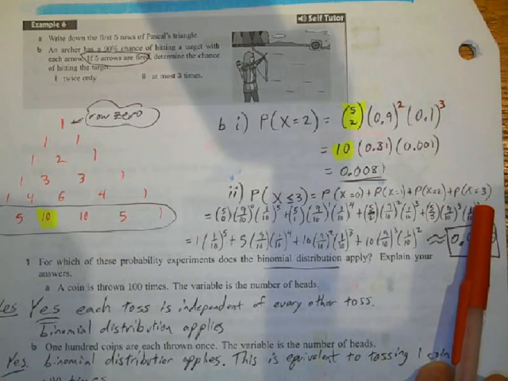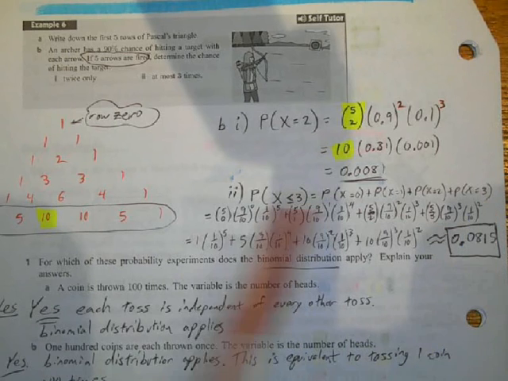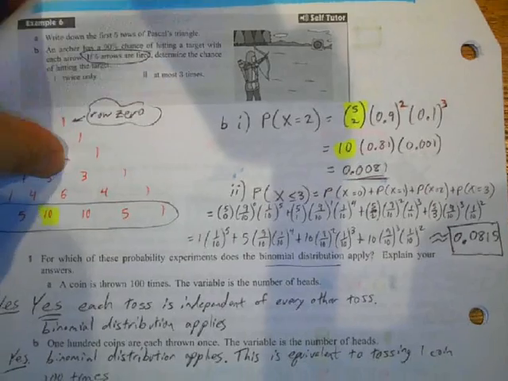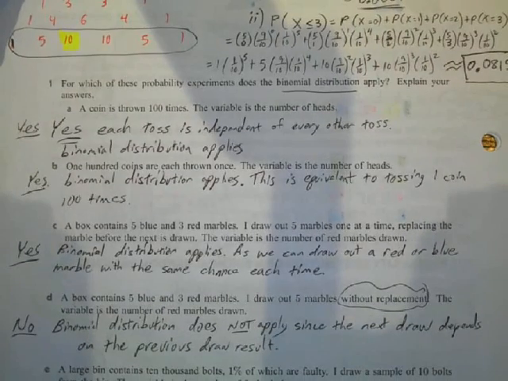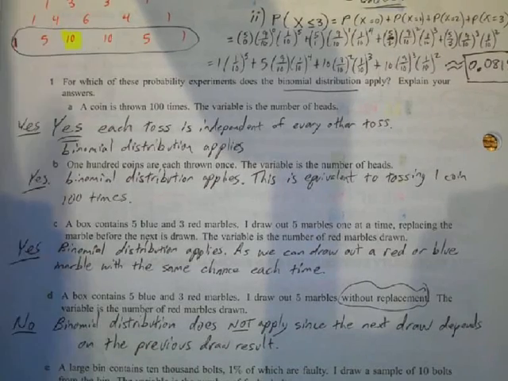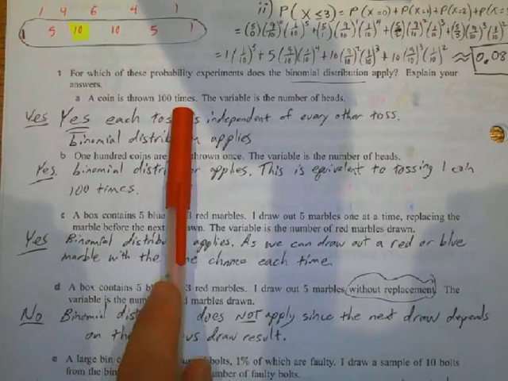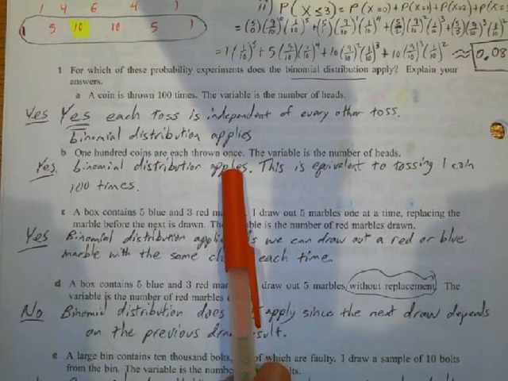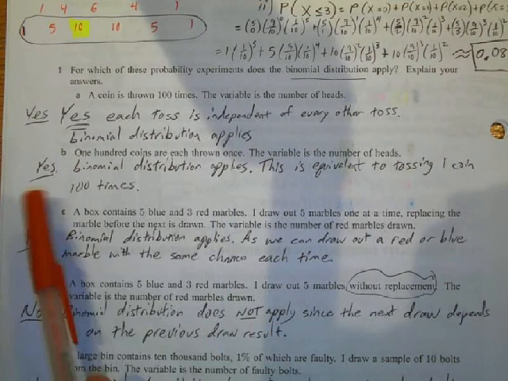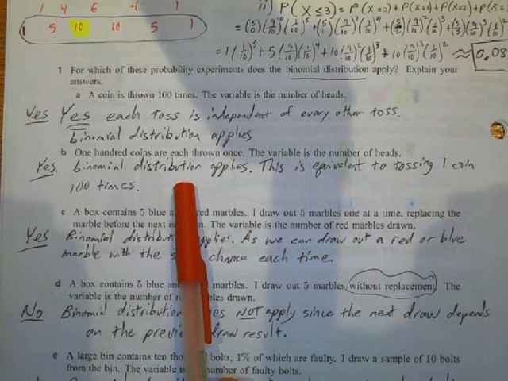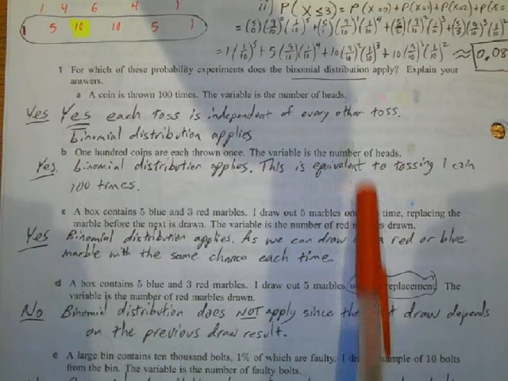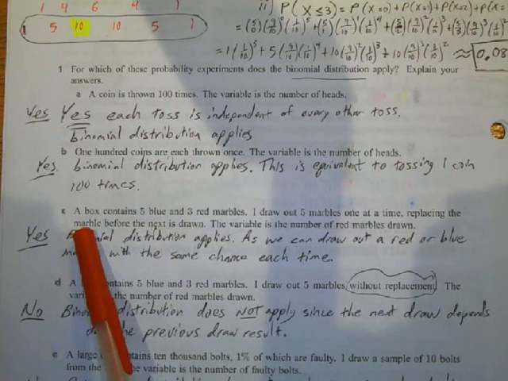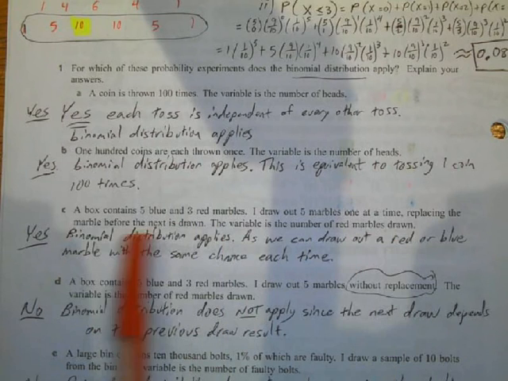Okay, next question. Which of these probabilities represents binomial distribution? Tossing a coin 100 times is binomial distribution. Tossing 100 coins all at once is also binomial distribution. It's the same type of situation. A. You've got a box of marbles, you draw one at a time, and then you put the marble back in. That is binomial distribution because the probability doesn't change, just like in our warm-up we talked about.